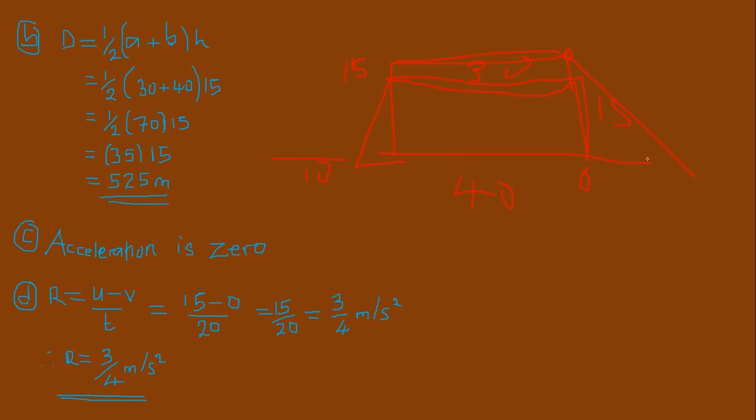Then the final velocity is your ending point. So our ending point will be 0. Therefore, our final velocity will be 0. So this is just going to be 15 over 20, and that will be 3 over 4 meters per second. That will be our retardation.